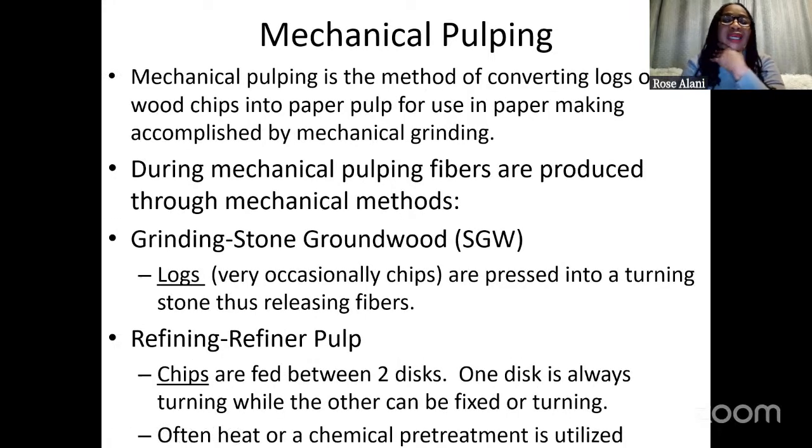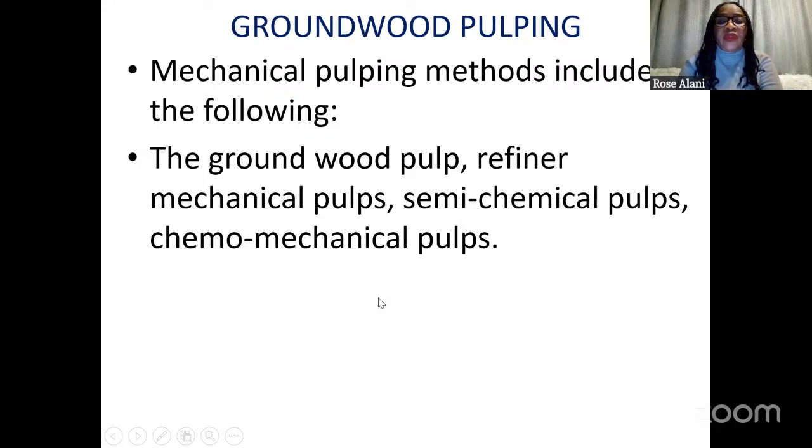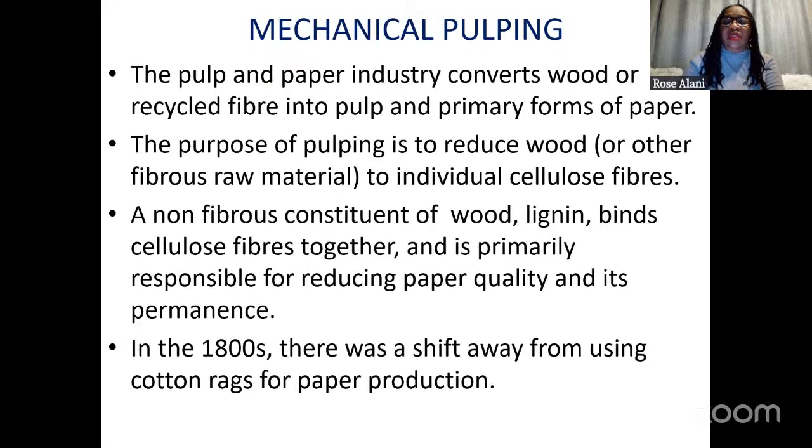So I think I've already mentioned this. It's a repeated slide. So for mechanical pulping methods, you have groundwood pulp, you have refiner mechanical pulps, you have semi-chemical pulps, you have chemomechanical pulps. All these are mechanical pulping methods, which we're going to see in the course of this lecture. Might not be today, but in the course of this course, we will see all those different types.